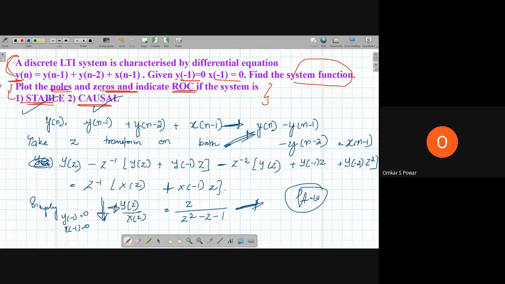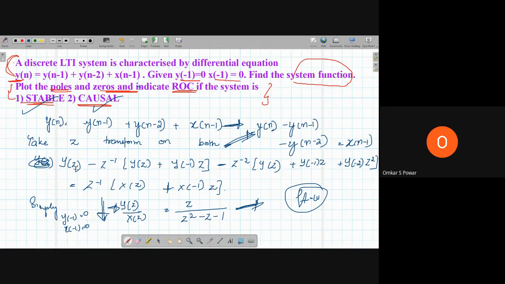So now what you have to do, given the equation, like the first problem, is take the z transform on both sides and express it in terms of Y(z) by X(z). And then express it in terms of partial fractions, get the poles, get the zeros. Now you know the condition for stability and causality, so go back to the unit where I have discussed it. For stability, it should be inside the ring. For causality, it should be outside the ring.